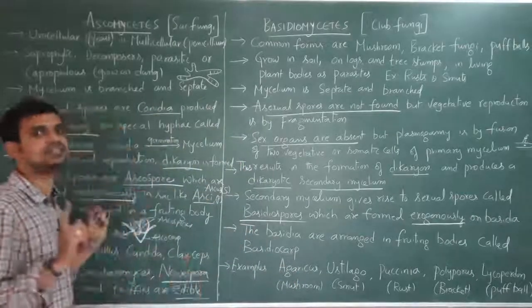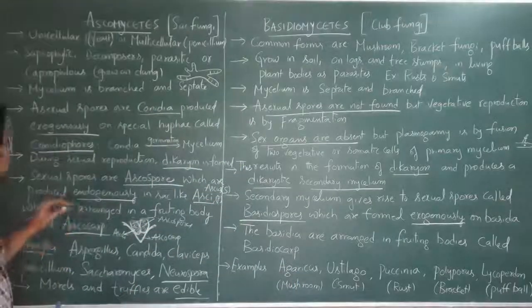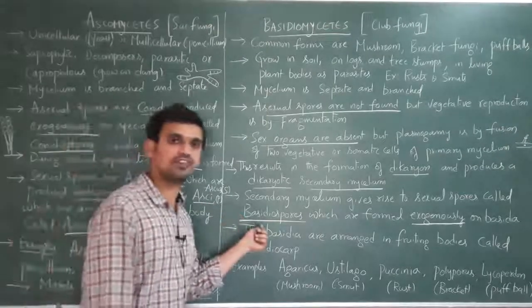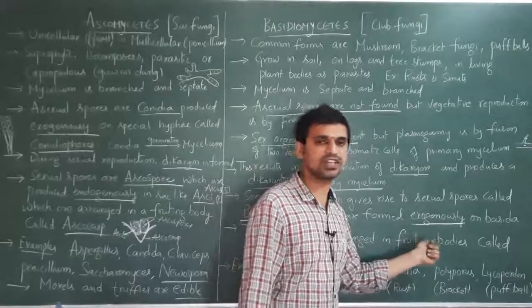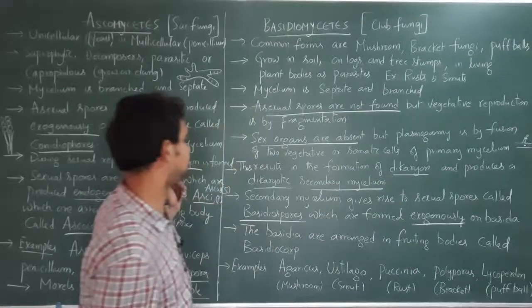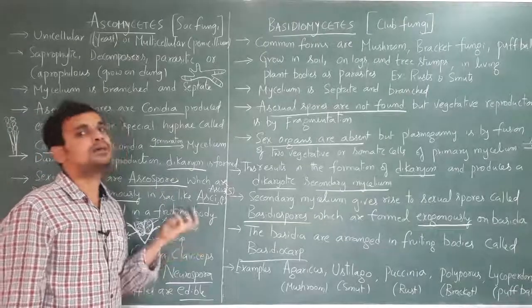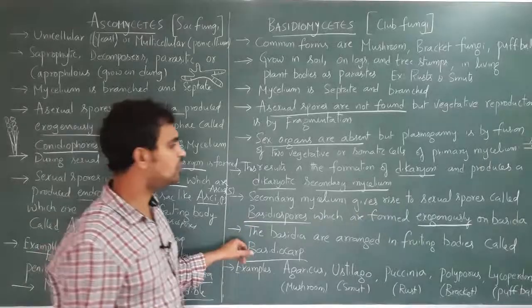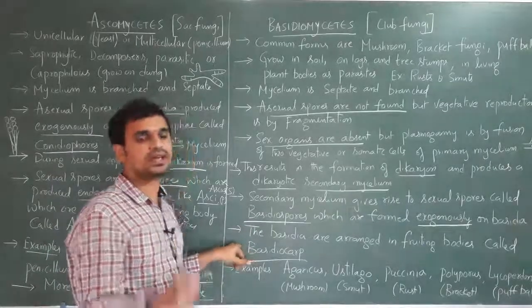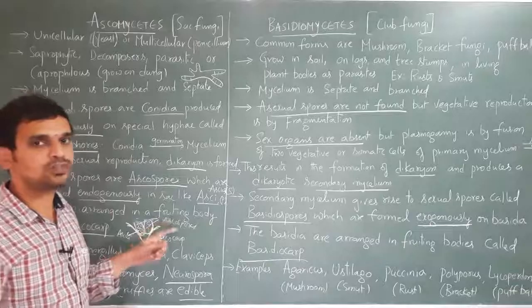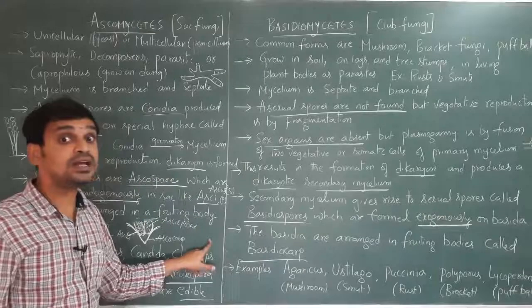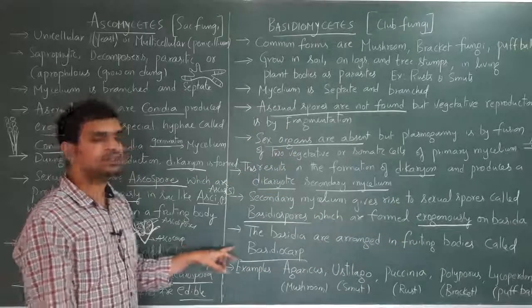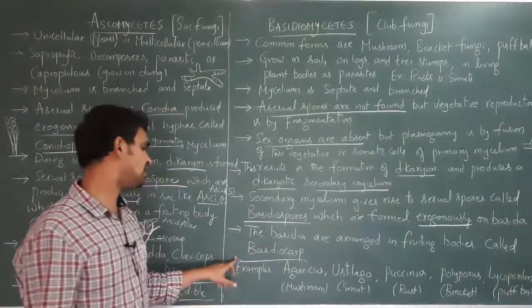Very important for the NEET exam. They asked many times. Ascospores are formed endogenously. Basidiospores are formed exogenously. Exogenous means outside the basidia. Sexual spores are called basidiospores. Basidiospores are formed on the basidium. The basidia are arranged in fruiting bodies called basidiocarp. The one thing you should remember: the sexual spores are called basidiospores, which are formed exogenously, that is, outside on the basidia. The basidia are arranged in fruiting bodies called basidiocarp.